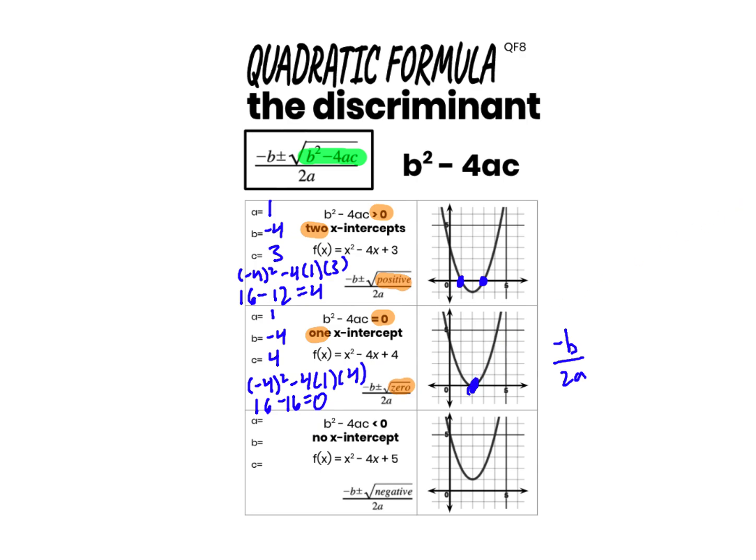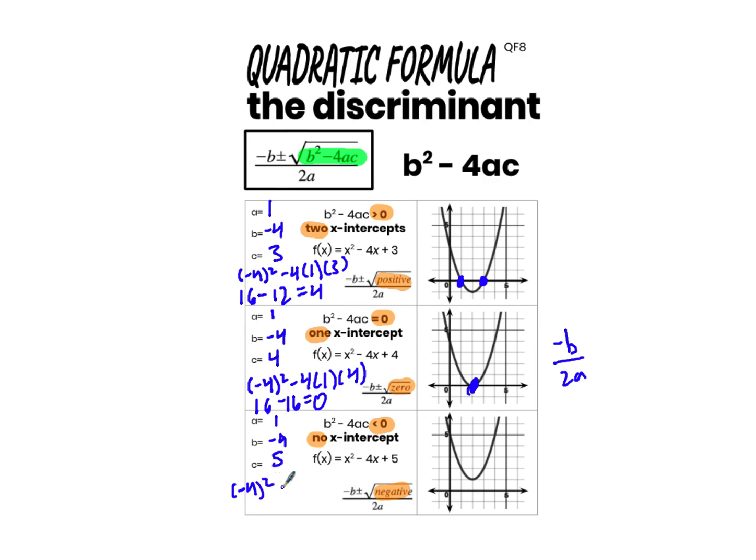All right, last example. The last example is when the discriminant is less than 0, meaning it's negative. When the discriminant is negative, we can't take the square root of a negative number. That means there's no solution to the equation, no x-intercept of the graph. For this function, f of x equals x squared minus 4x plus 5, a is 1, b is negative 4, and c is 5.